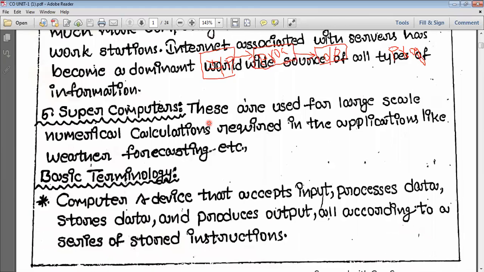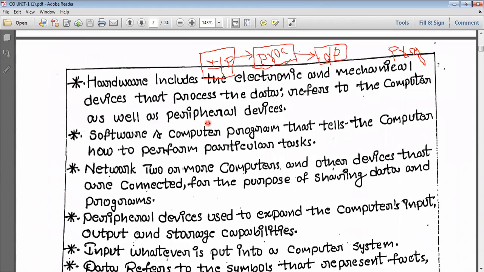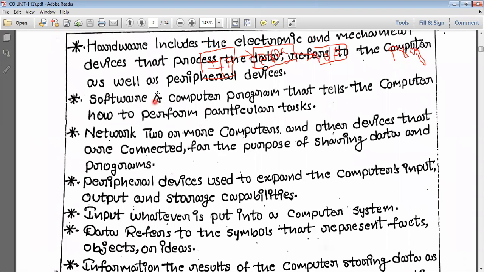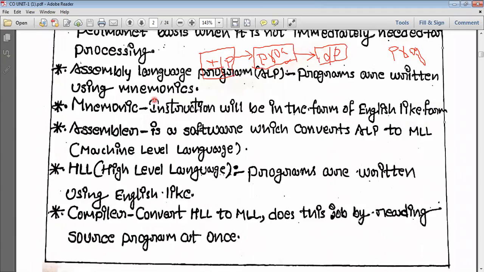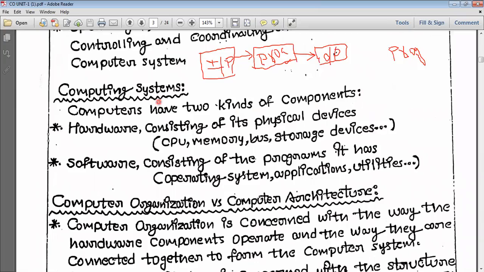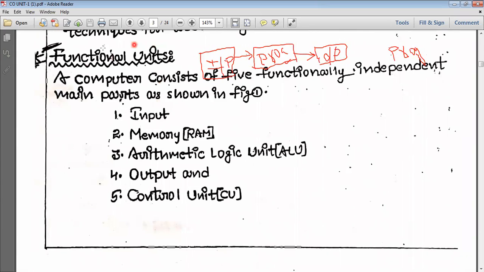The next one is basic terminology. That means what is meant by a computer, and what operations we are doing. These are the points. The next topic is functional units. Functional units are input, memory, arithmetic logic unit, output, and control unit.